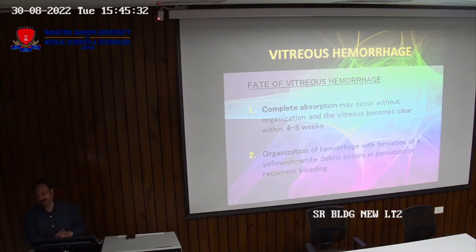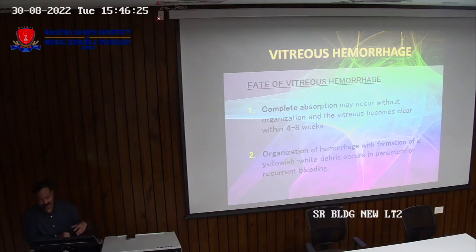Now what happens once the blood comes into the vitreous cavity? What is the normal fate? If it is mild vitreous hemorrhage, it gets absorbed within 4 to 8 weeks with or without medication, provided there is no associated pathology. Suppose the patient is diabetic and blood sugars are not controlled, neovascularization is there, then the chances of spontaneous resolution are less. But if the systemic conditions in diabetic patients are all controlled, then for the initial 4-5 weeks you can wait without any active intervention. So 30% of cases of vitreous hemorrhage resolve by themselves, especially in young patients without any associated comorbidities.